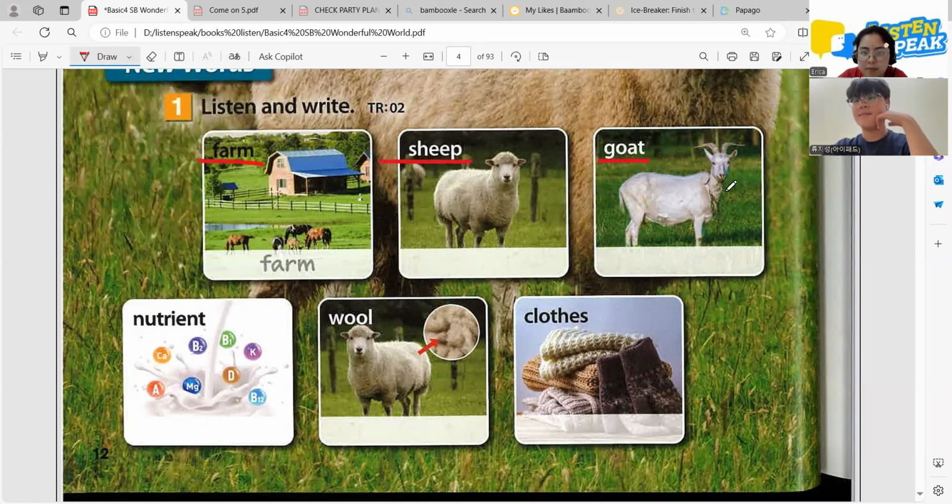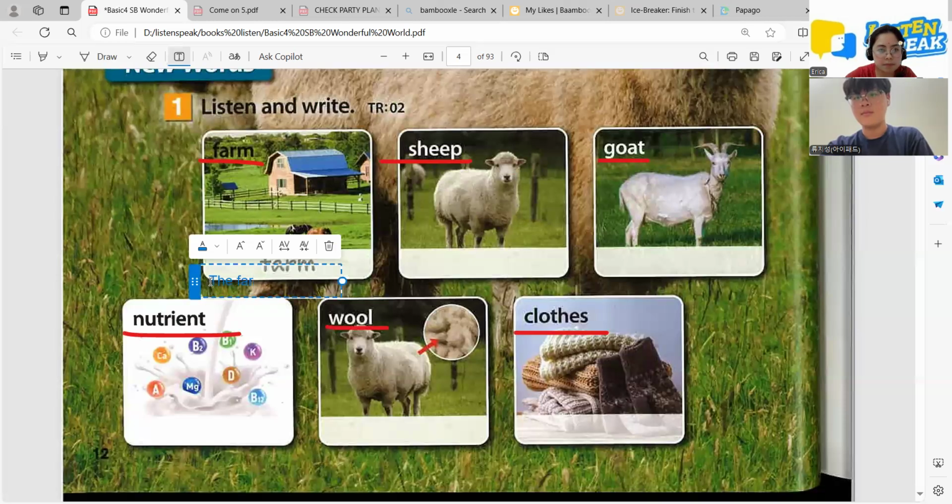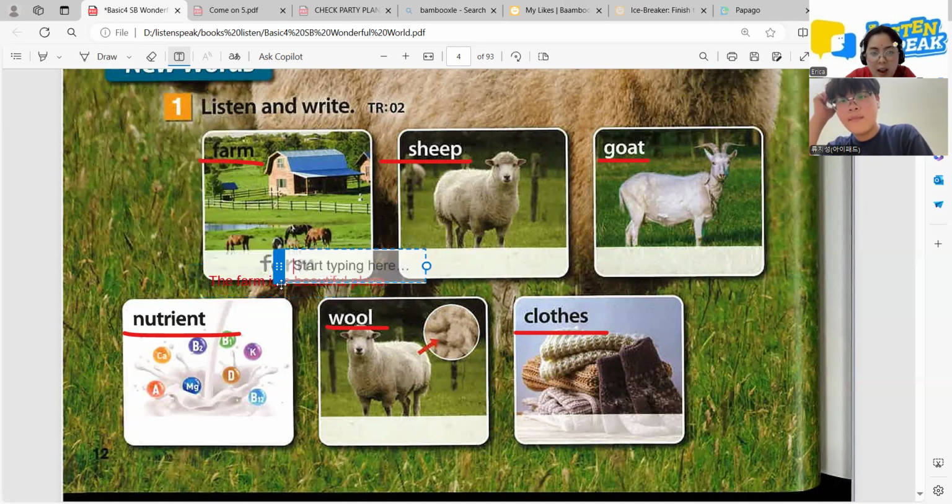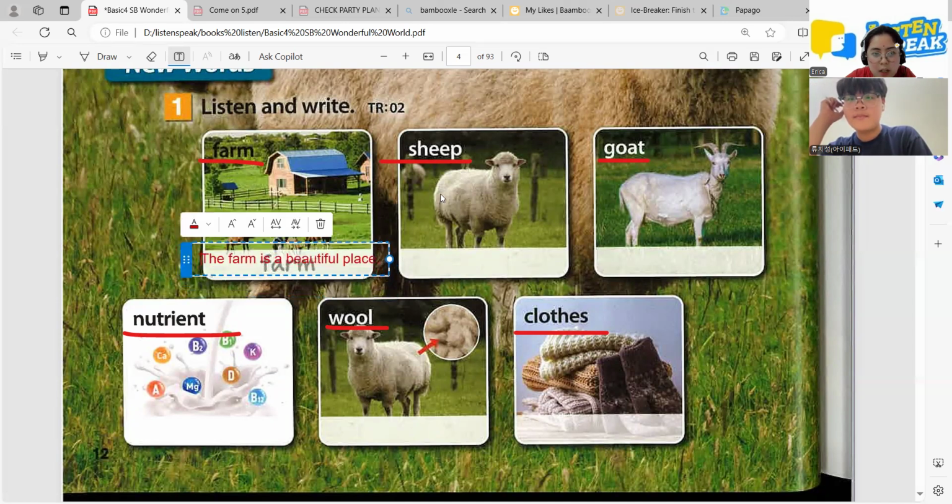Sheep. Goat. Nutrient. Close. All right, good. Jisung, I want you to make a sentence. For example, farm. You can say the farm is a beautiful place. So it's a sentence, right? An example sentence. Now I want you to make a sentence using the word sheep.